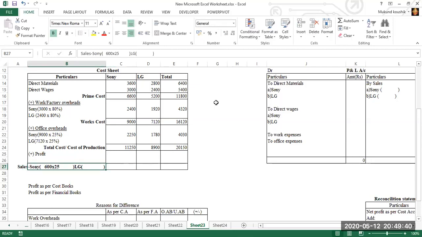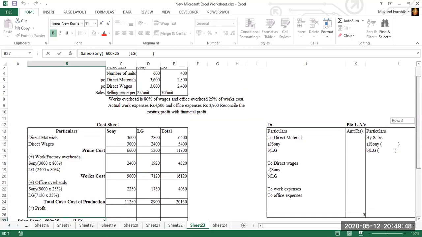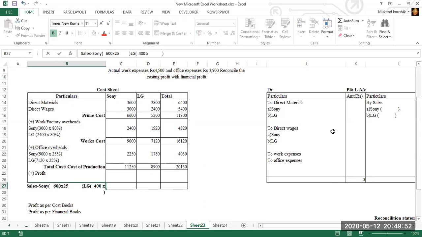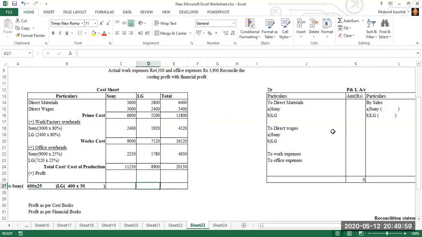Then for LG, sales will be how much? For LG, the sales amount will be... how many units have been produced by LG? They have manufactured 400 units and sold at 30 rupees per unit. So 400 into 30 rupees is for LG. Once you do this, you will get the total sales value.